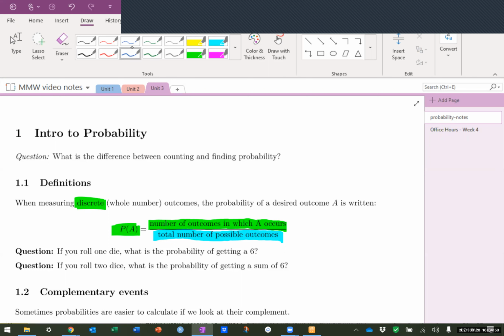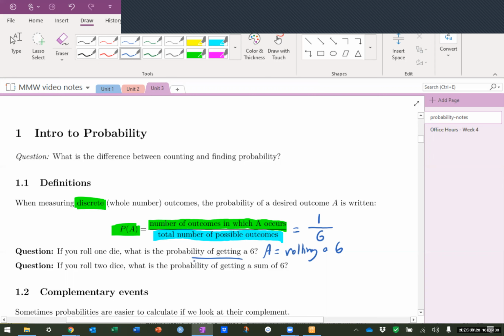So if you roll one die, what is the probability of getting a 6? So if A is rolling a 6, how many different ways does A occur? There's only one side of the die that has a 6 on it. Out of the total number of outcomes, what does the die have? The die has 6 sides, so 1/6 is the probability of getting a 6.